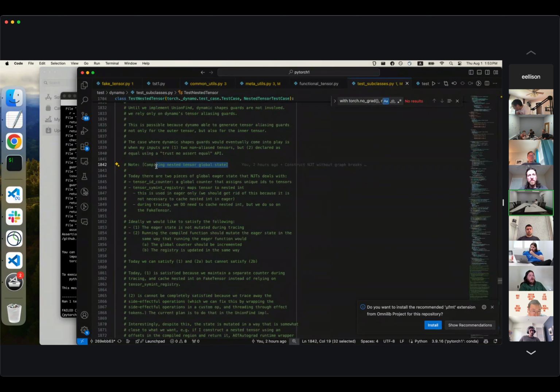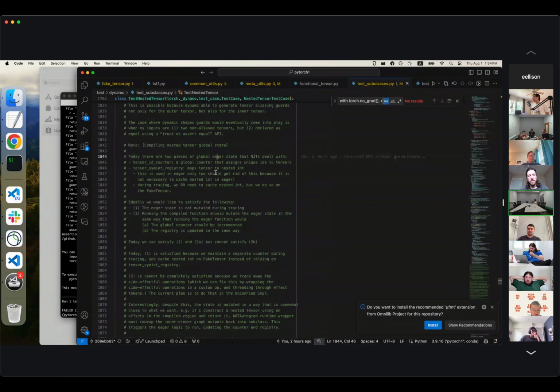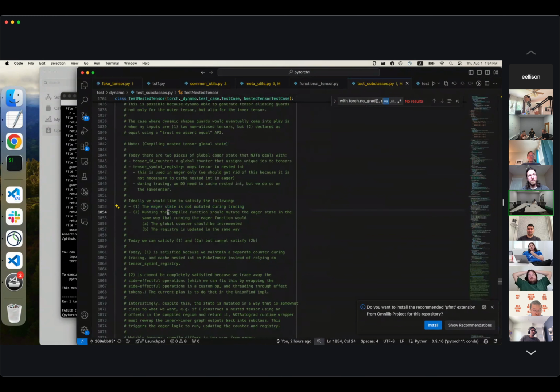One problem is that today nested tensors rely on global state. Every time we have an offsets tensor, we associate it with a unique, incrementing ID. So every time we create a new nested tensor, we have to keep track of the current counter. That's one global state we keep track of. And when you have global state, there are two properties I want to satisfy when compiling: we want to avoid mutating the counter state during tracing, and we also want to make sure that when we run the compiled function, the side effects are replayed in the same way. Brian and I also talked about this a little bit in the context of a later PR stack, but I think a lot of the ideas transfer here.